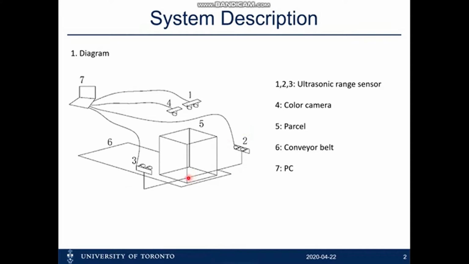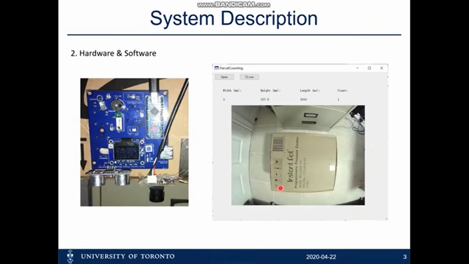The computer 7 runs the graphical user interface, which receives measured dimensions from sensors 1 to 3 and images from color camera 4 through multiple USB cables. In this picture, you can see the ultrasonic sensor and the color camera. Here is our graphical user interface. It shows the width, height, length, and also the number of parcels that have passed the ultrasonic sensor.